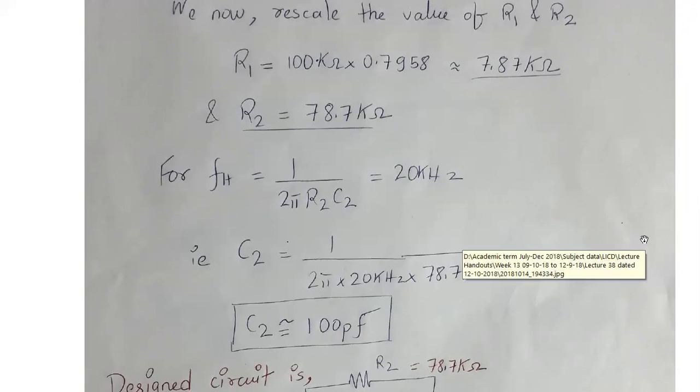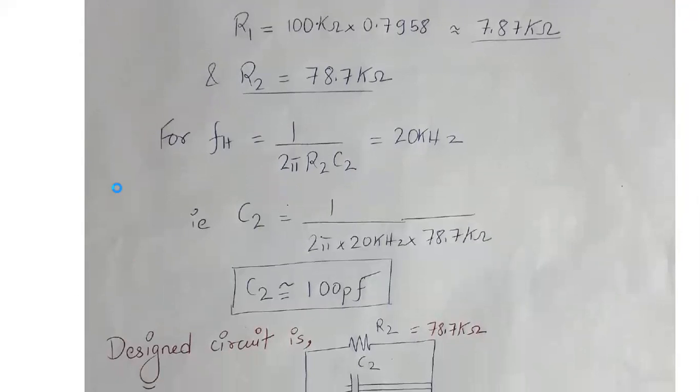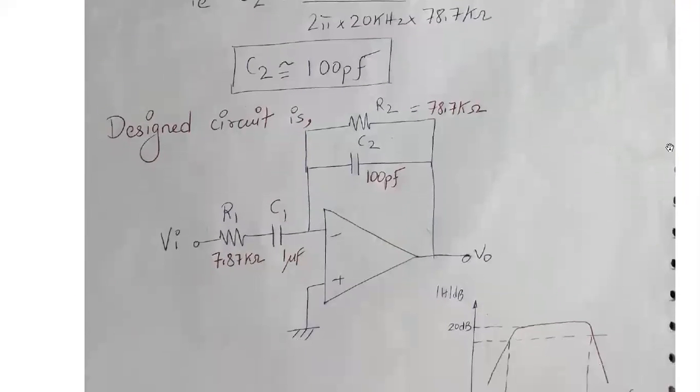So FH will be given by 1 upon 2 pi R2 C2, equal to 20 kilohertz. If you put everything in the calculator, you will get C2 as close to 100 picofarad. So this is your design circuit where R2 is 78.7 kilo ohms, C2 is 100 picofarad, R1 is 7.87 kilo ohms, and C1 is 1 microfarad.